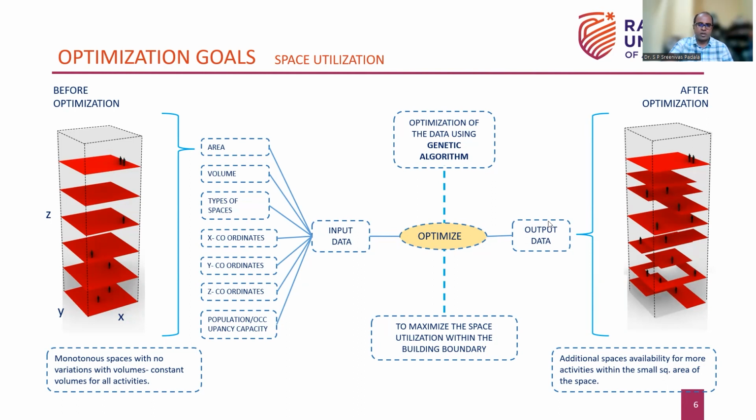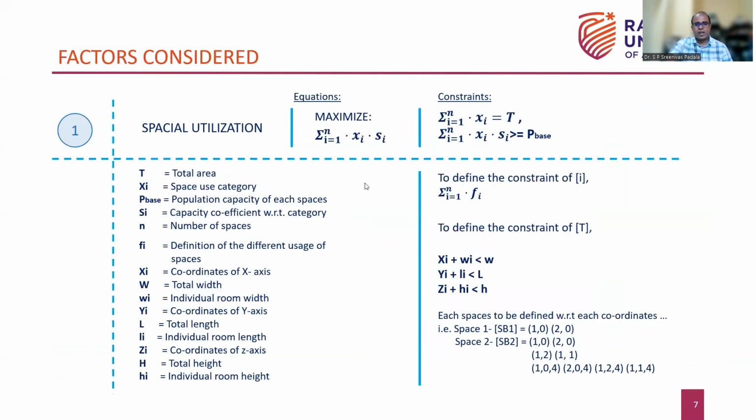The output will be the maximum space utilization. So you can see the difference. On the left-hand side we have before optimization, on the right-hand side we have the after optimization data. You can see that the occupancy, the population of people occupied in the building, is actually more in the after optimization. This is again a mathematical equation. I don't want to go too deep into this equation, but if you have any doubts, you can always contact me in the future.